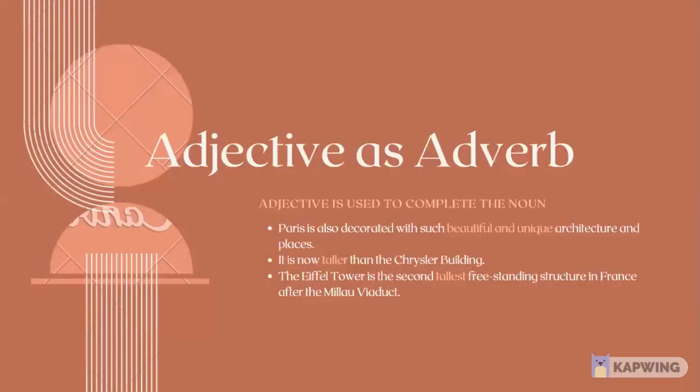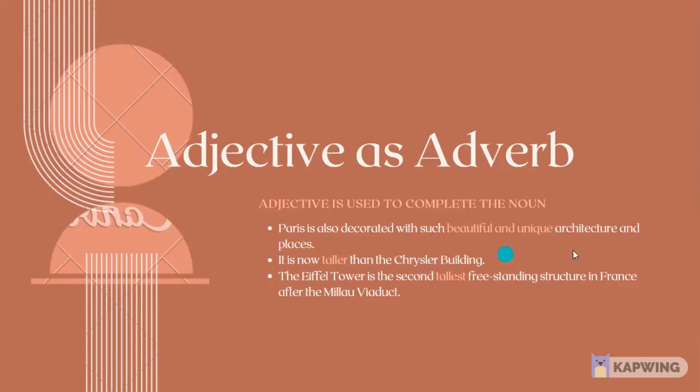The second one is adjective as a verb. Adjective is used to complete the noun. Why do we have to use the adjective form to complete the noun? Because the purpose of the descriptive text itself is to make the reader able to visualize it. The adjective itself helps the reader to know more clearly what topic we talk about.